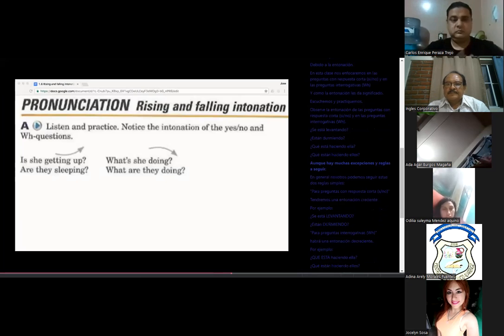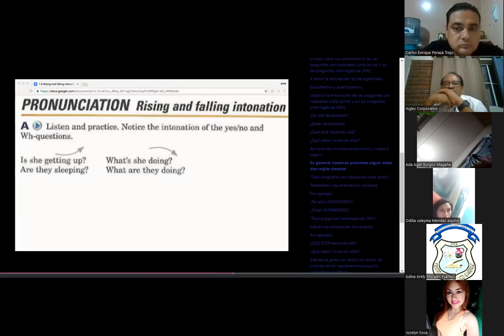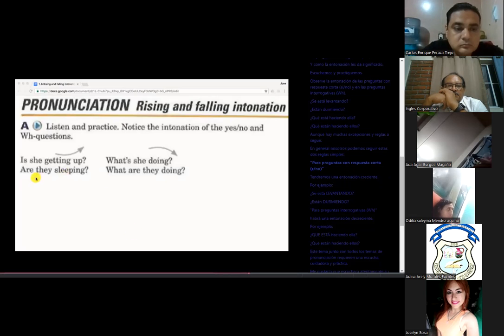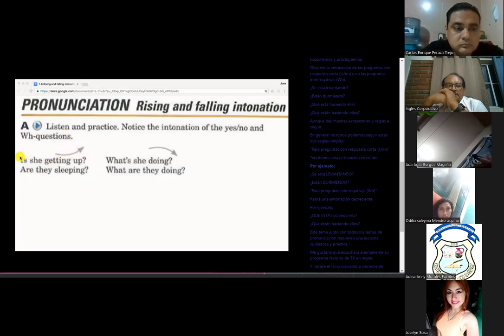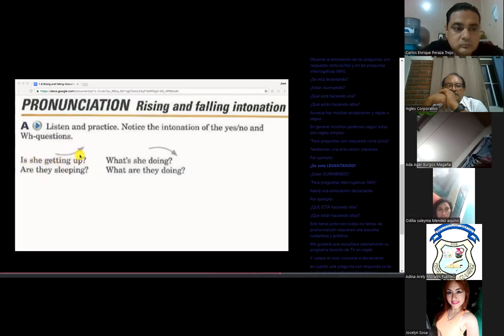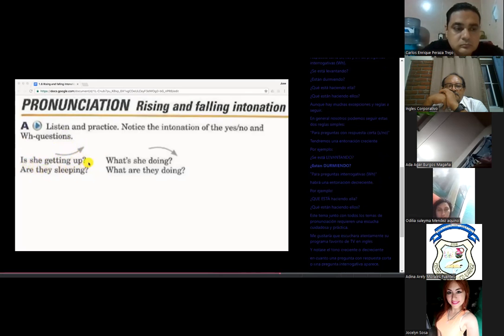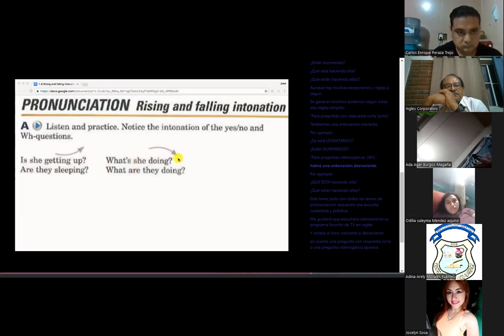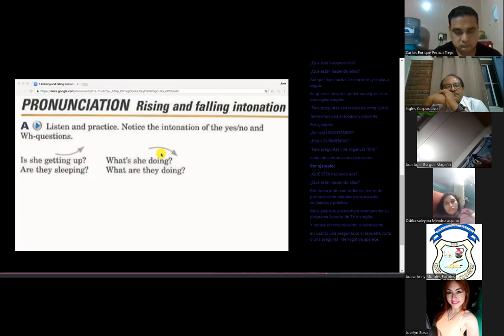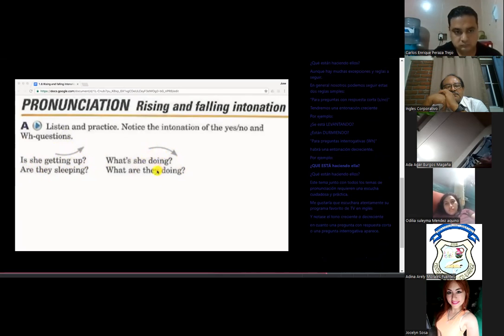Well, there are many exceptions and rules to follow. In general, we can follow these two simple rules. For yes and no questions, there will be a rising intonation. For example, is she getting up? Are they sleeping? For WH questions, there will be a falling intonation. For example, what's she doing?